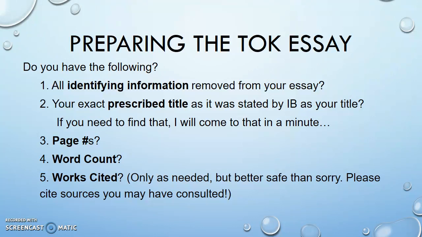Make sure that your prescribed title is exactly as it's stated by IB, and I'm going to show you where you can find that, because it is going to ask you which title did you write about, number 1 through 6, and I'm going to show you how to find that. Also, make sure you've got page numbers, make sure you have a word count at the end, and works cited if needed. Now, I think it's better to be safe than sorry. If you've consulted anything, go ahead and cite it.